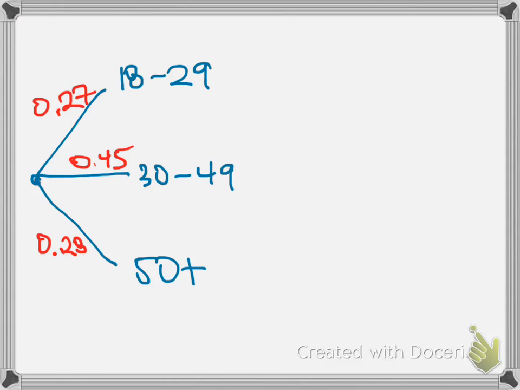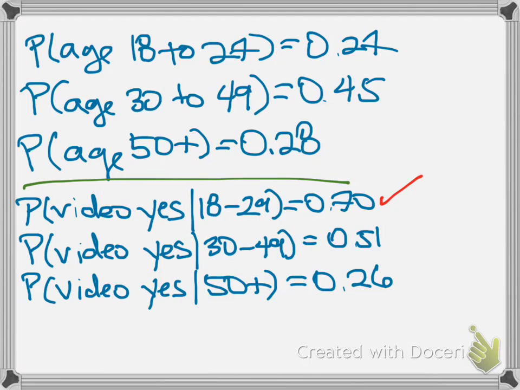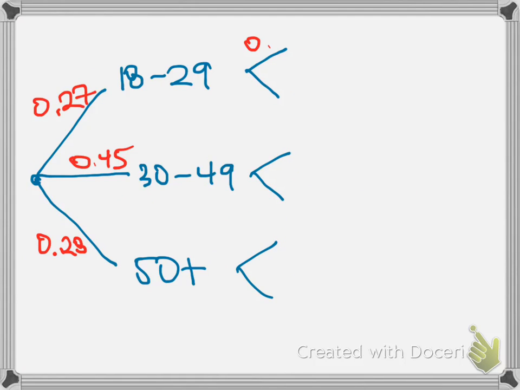From there, we can use those conditional probabilities that we saw on the last slide to work out the next branches on our tree. For each of these groups, there are two possibilities. They could have either said yes or no to the question, do you visit video sharing sites on the internet? We were told, as you saw on the last slide, that 70% of those who are 18 to 29 said yes to that question, which means the remaining 30% of that population answered no. So again, our two options are yes or no to each of these.